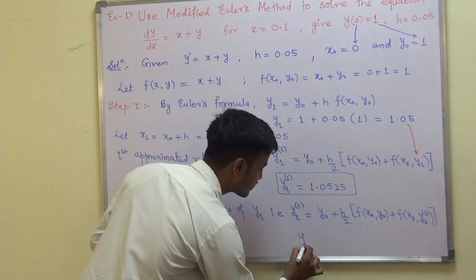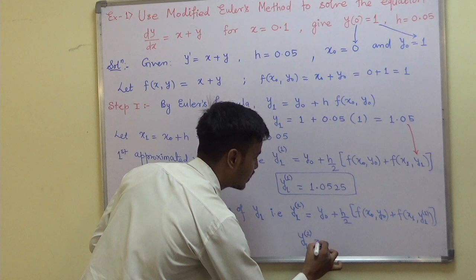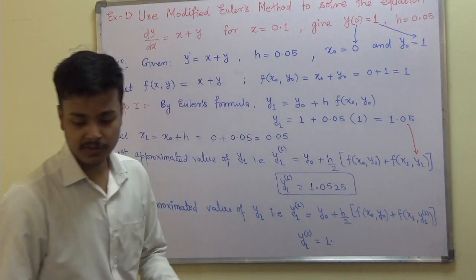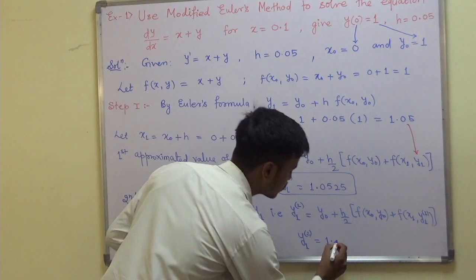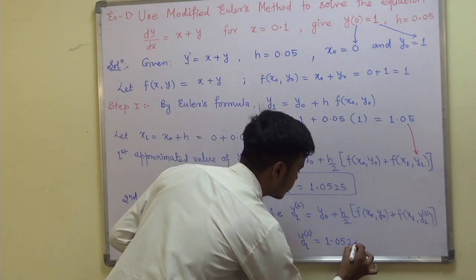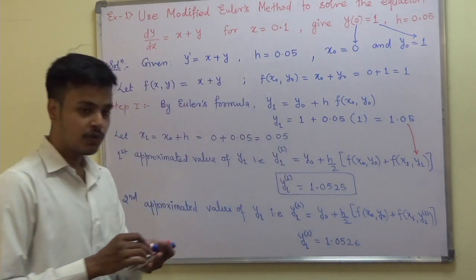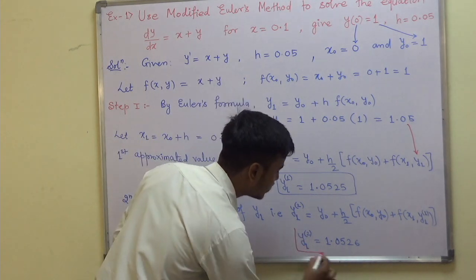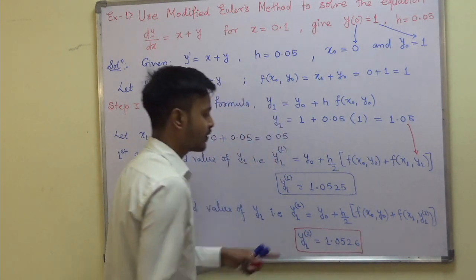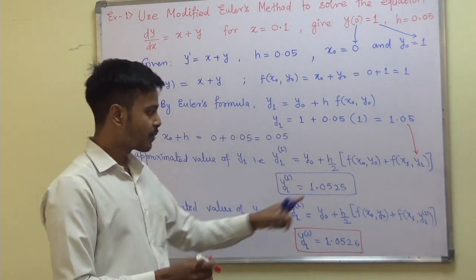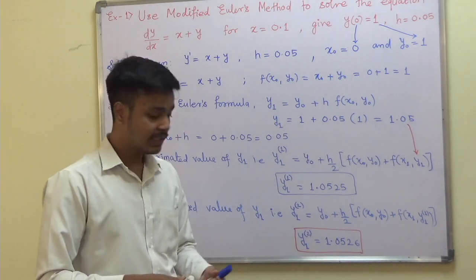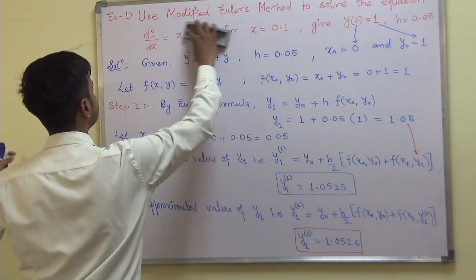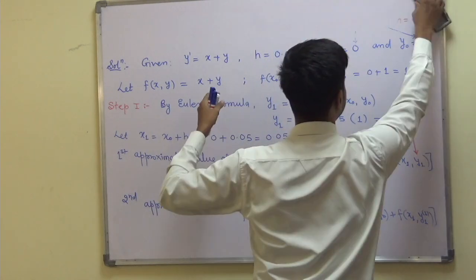Okay, so what is y12? When you substitute all these values and make use of a calculator, y12 comes out to be 1.0526. If you want, you can stop here, because the difference between y11 and y12 is very small, just a difference of 0.1. But if you want a more precise answer, you can do one more iteration. So let me write down that one.